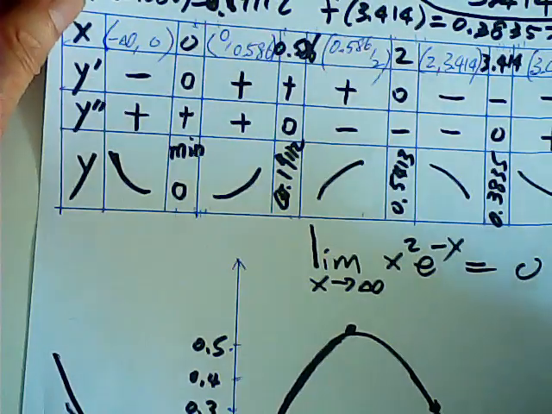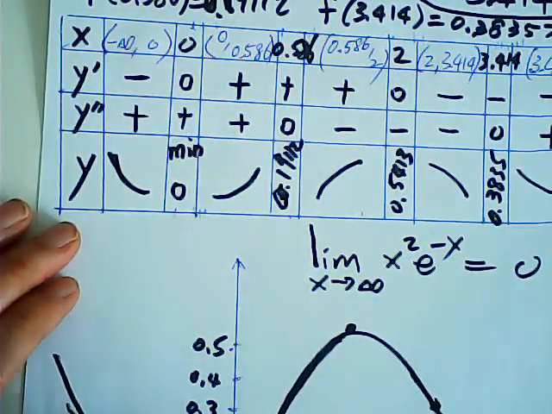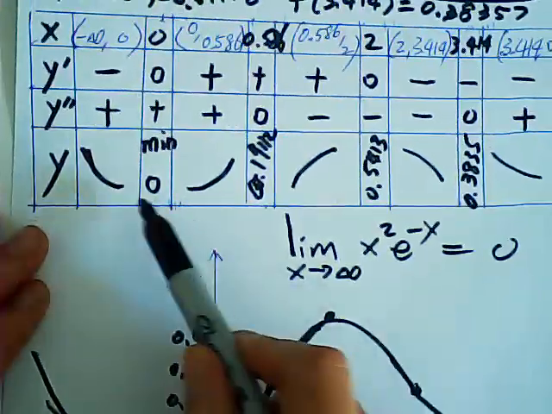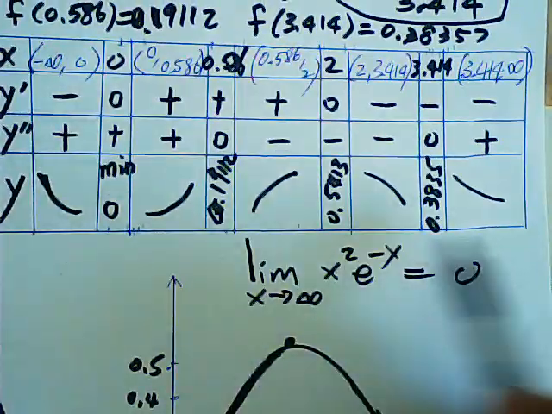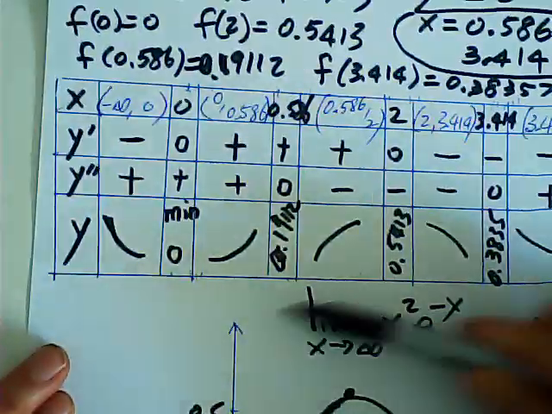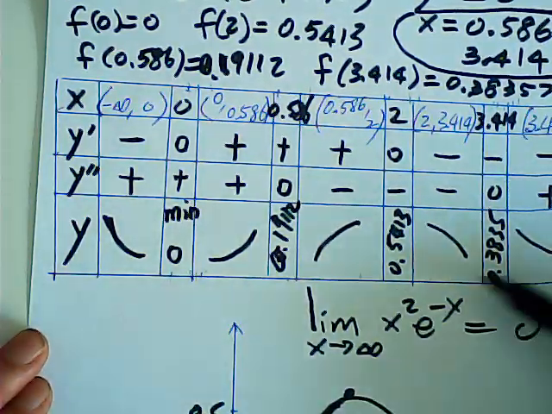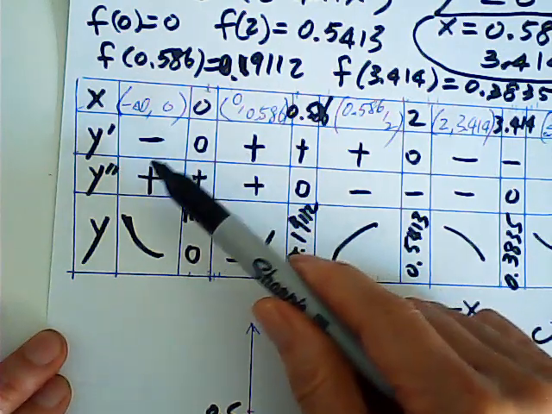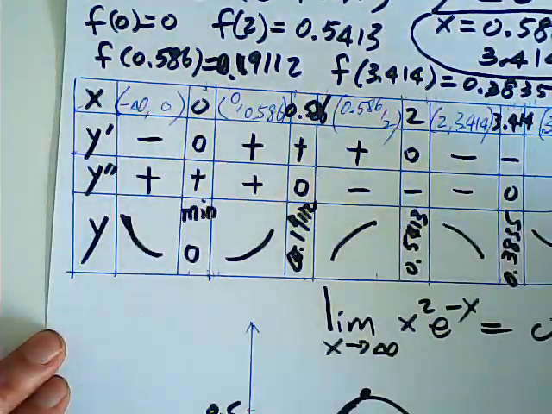Now, every section of the shape of the curve is summarized in this table, and the summary is coming from the positive or negative of the derivatives. Okay.